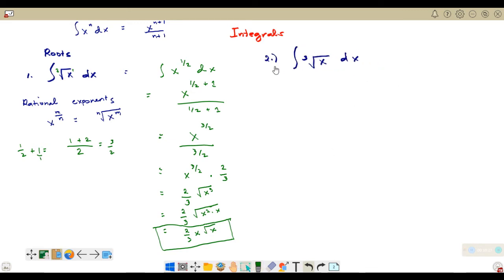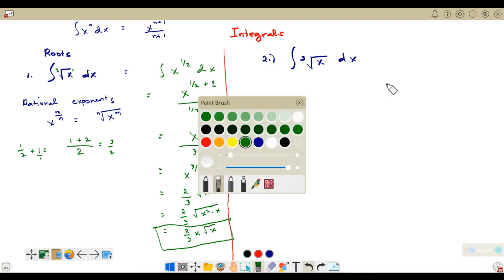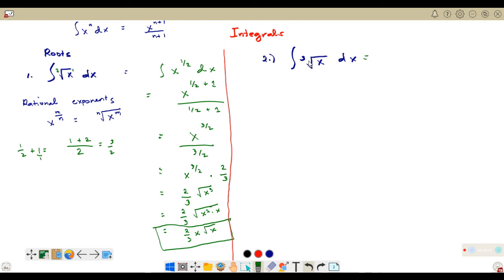Now, let's move forward to number 2. I'll just make a partition here so that our answers do not mix up. Ayan. Dito tayo sa kabila. What is the cube root of x? That is x raised to 1/3 dx. Follow lang natin yung ginawa natin kanina. We have x raised to 1/3 plus 1 over 1/3 plus 1.